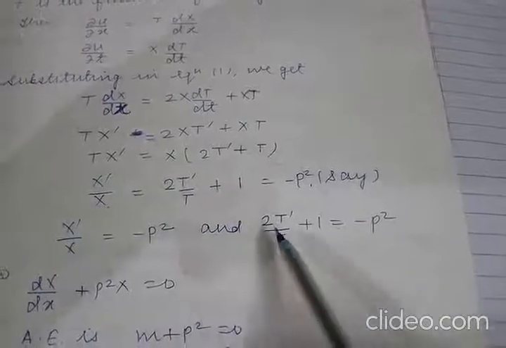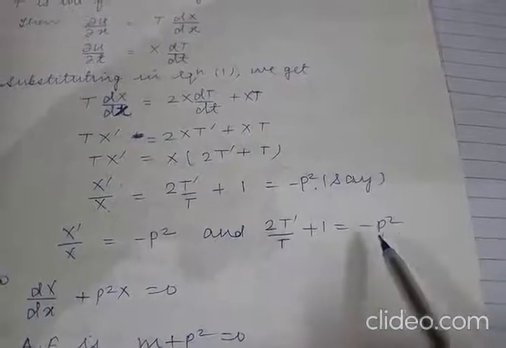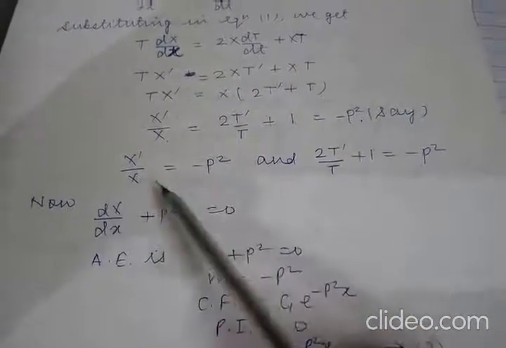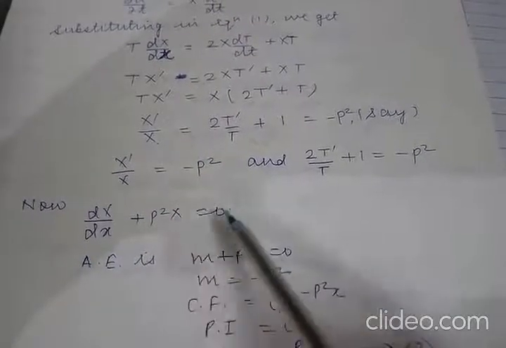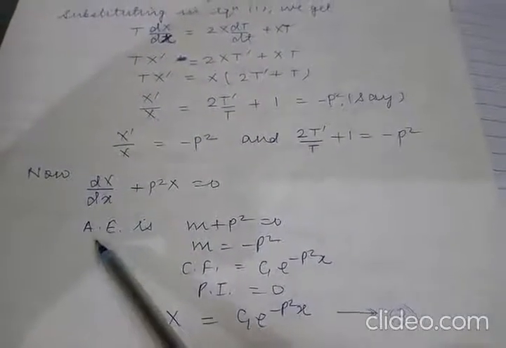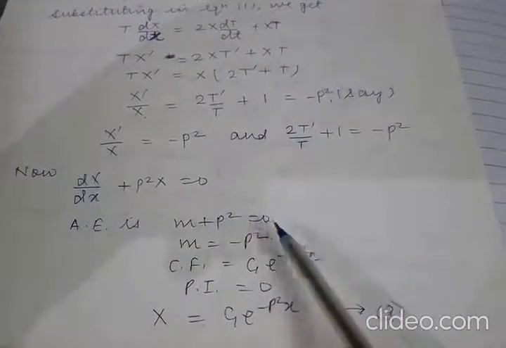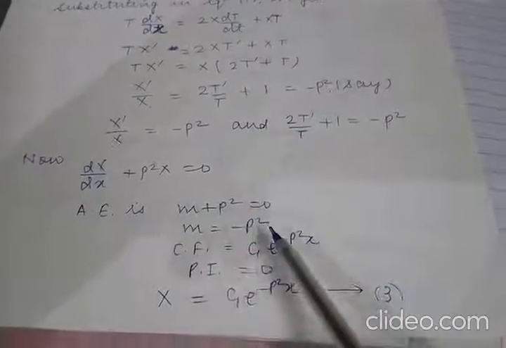So now putting x dash upon x equal to minus p square, and again putting it equal to p square. Firstly we will take x dash, that is dx upon dx, x multiplied by p square, this will be p square x is equal to 0. Now this is a homogeneous equation, so we will write the auxiliary equation of this equation, which will be m plus p square is equal to 0, m is equal to minus p square.